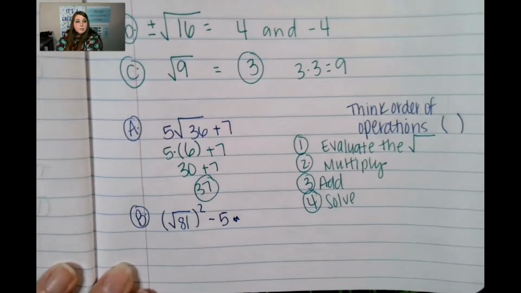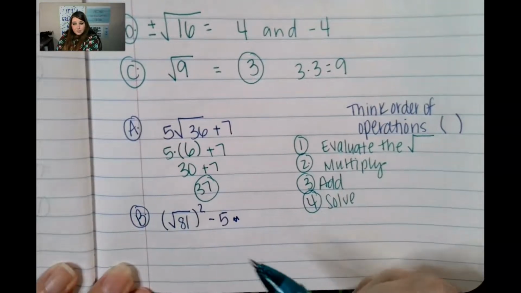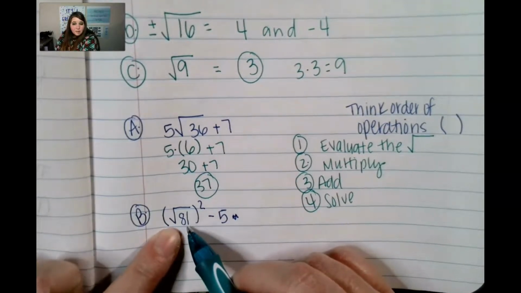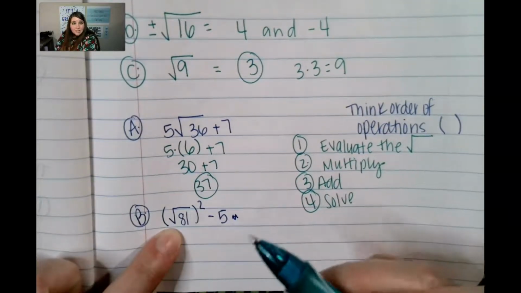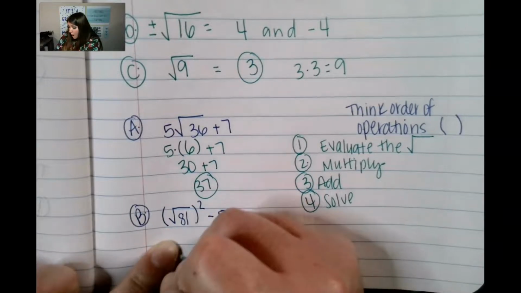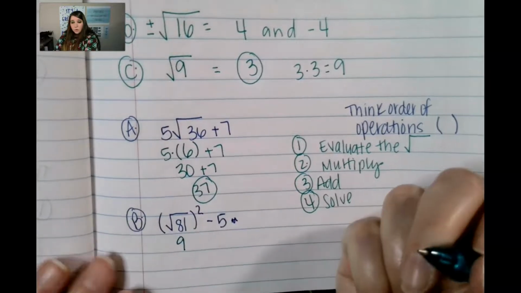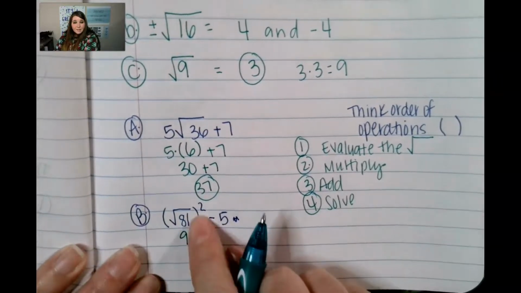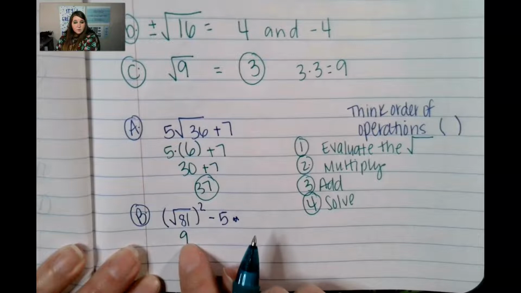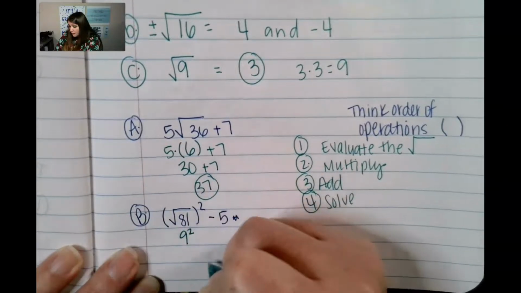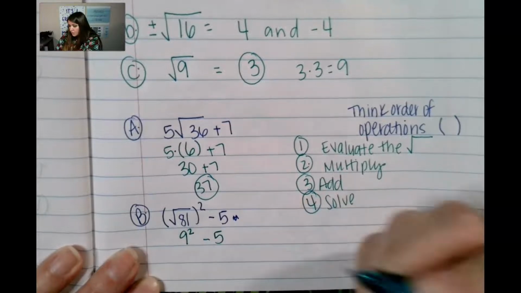So my first step is to go way inside the parentheses, right? And I know that the square root of 81, in order to get to 81, is just 9 times 9. So I'm going to do 9 times 9, and that gives me the square root, which is 9. Again, this was a positive, so I'm using a positive 9. I now need to square it and subtract 5.